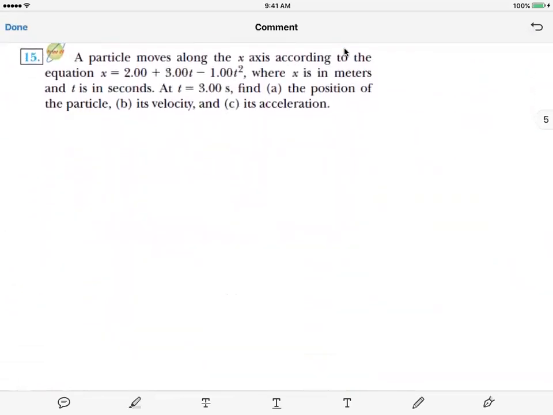Problem number 15. A particle moves along the x-axis according to the equation x equals 2 plus 3t minus t squared. So this is the equation of x as a function of time, where x is in meters and t is in seconds. At the time t equals 3 seconds, we have to find first the position of the particle, then the velocity and the acceleration of the particle.